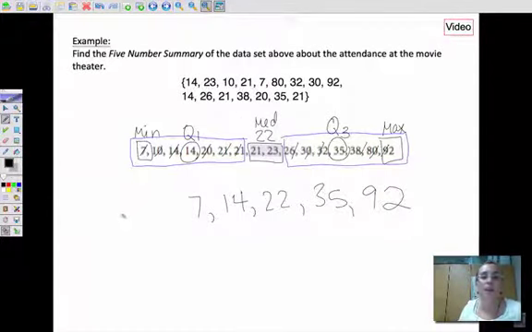So let me go back here. The interquartile range of this data set would be the Q3 minus the Q1. So it would be 35 minus 14. Okay, the Q3 minus the Q1. And in this case, that would be 21.